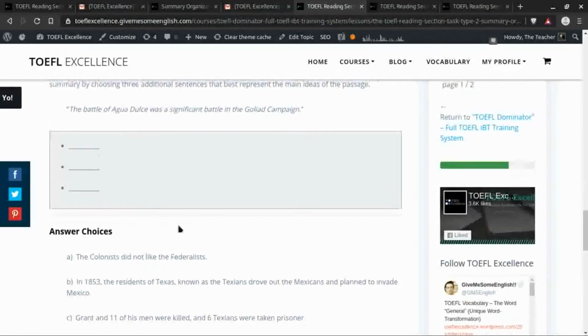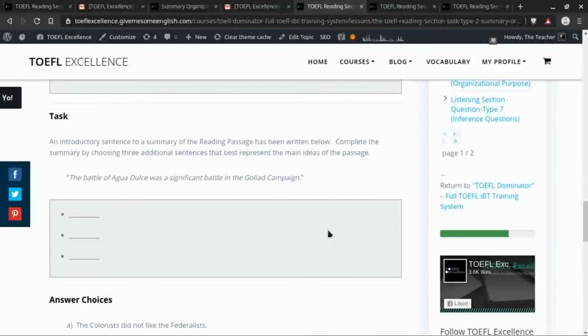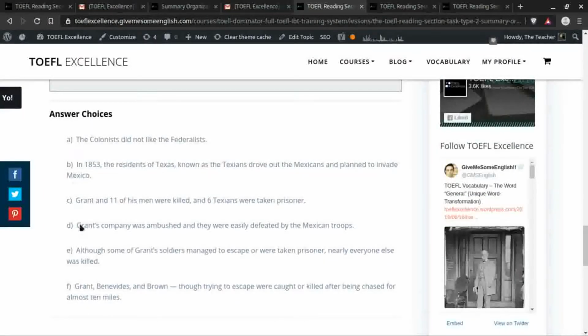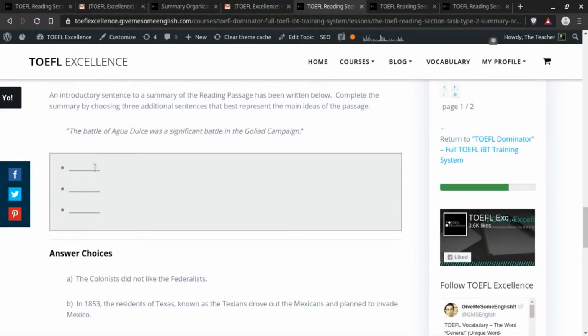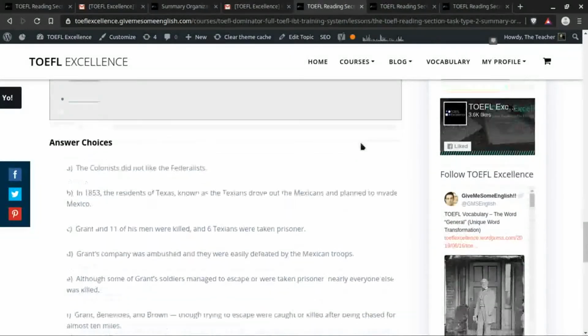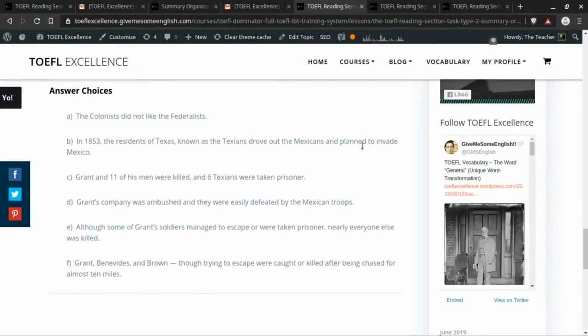In fact, that might not even be a very good idea, because you have 6 answer choices and only 3 of them will be used. Then they provide a statement here, which is the first summary statement. For this one, it says, the Battle of Agua Dulce was a significant battle in the Goliad campaign. Okay? So that's a summary statement that they start you with. Then you need to go through the different answer choices down below and determine which ones are more summary statements.